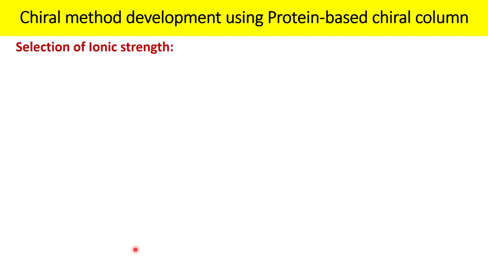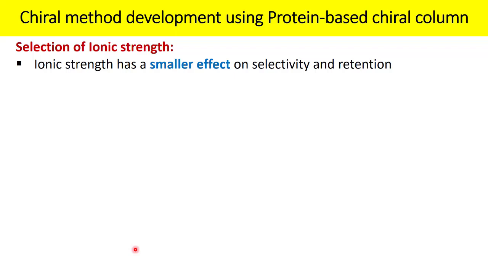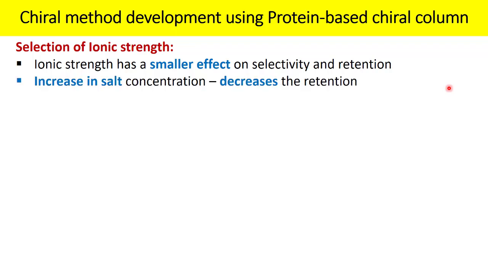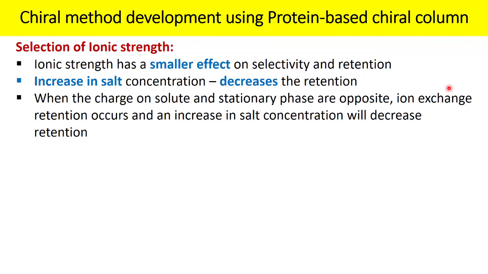Let us talk about the selection of ionic strength now, because you are going to use buffers to maintain the pH of your mobile phase, and the ionic strength also needs to be looked into. So ionic strength has a smaller effect on selectivity and retention. Not much role, but an increase in salt concentration decreases the retention, maybe because of the common ion effect. So understand this. When the charge on solute and stationary phase are opposite, ion exchange retention occurs. Do you remember this? I hope yes. And an increase in salt concentration will decrease the retention. So in case of ion exchange phenomenon, the higher salt concentration can damage your resolution and the retention time.